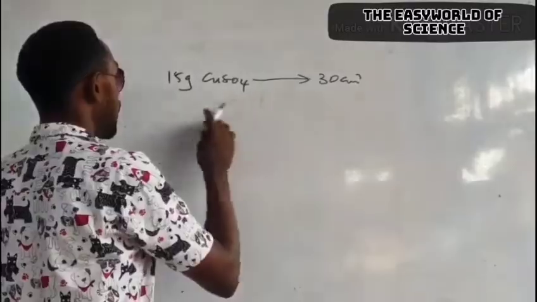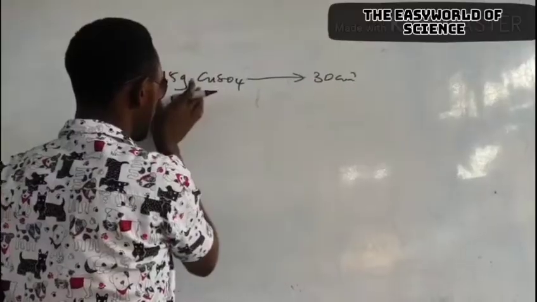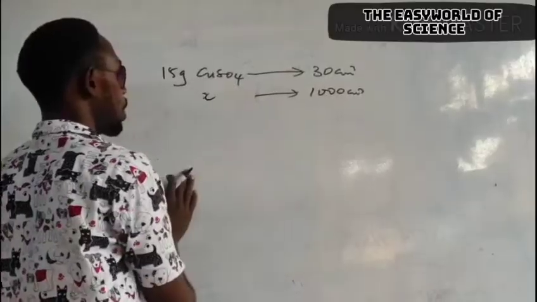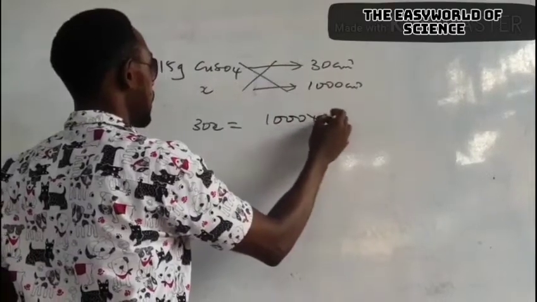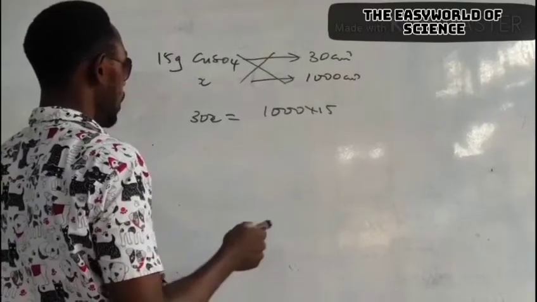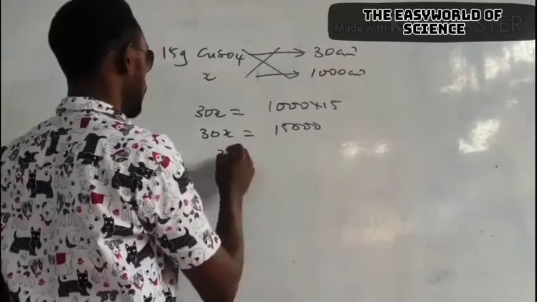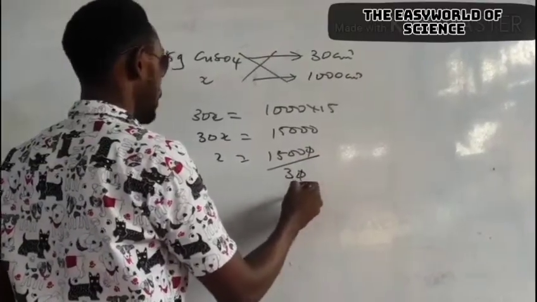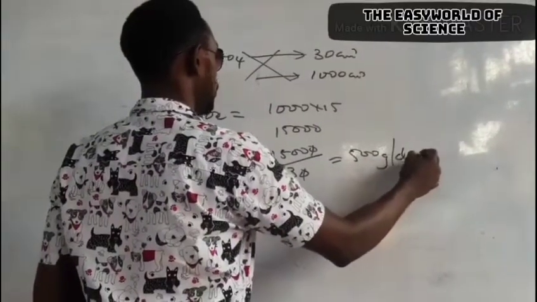So to know the solubility, I ask myself, if 30 cm3 were able to take 15 grams, whatever 1000 cm3 takes gives me the solubility of this salt. So you cross multiply such that 30x is equal to 1000 times 15, that's 15,000. 30x is equal to 15,000, such that x is equal to 15,000 divided by 30.